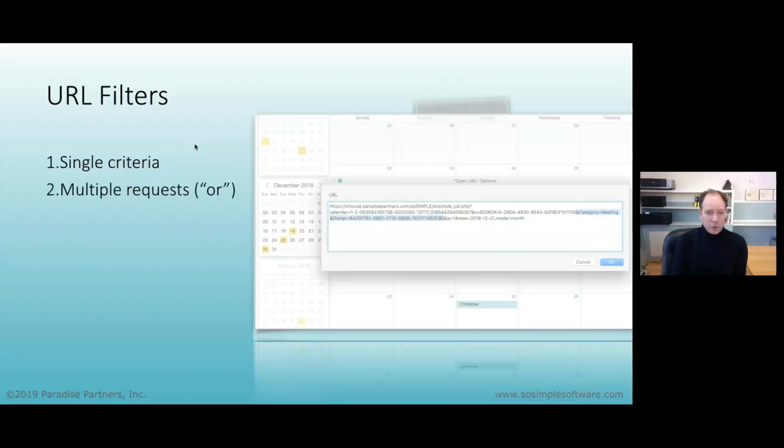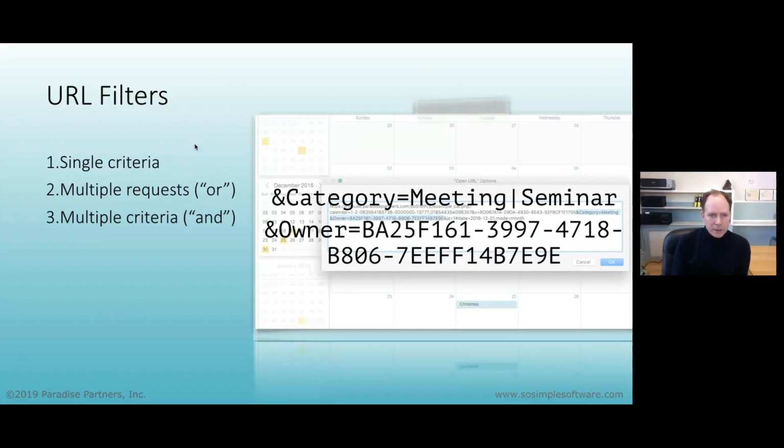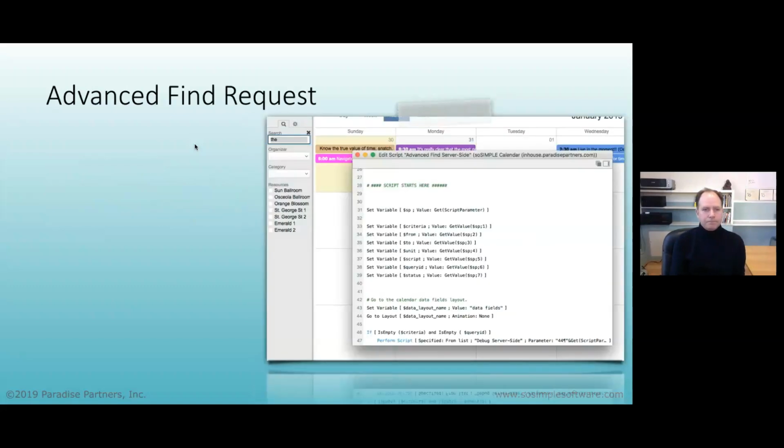You can do multiple requests, which is like an OR request. You can do that by saying, I want to show all events where the category is either meeting or seminar, and it looks something like this. And you can combine these two. So I can say category equals meeting or seminar, and the owner has to match this. So these are the multiple URL filters you can use.